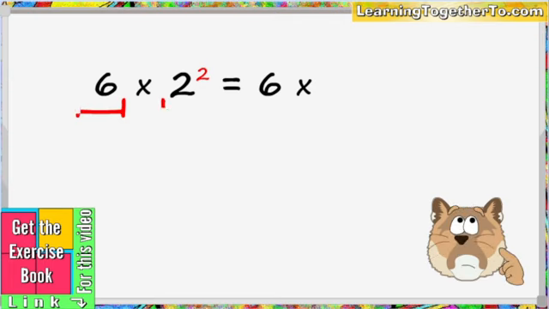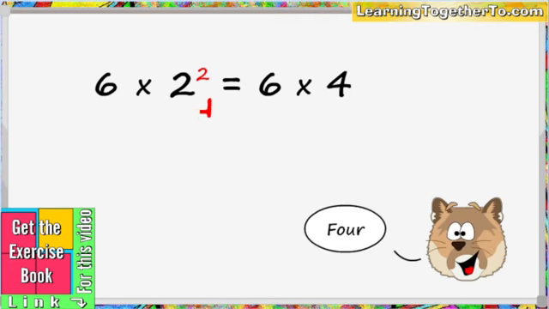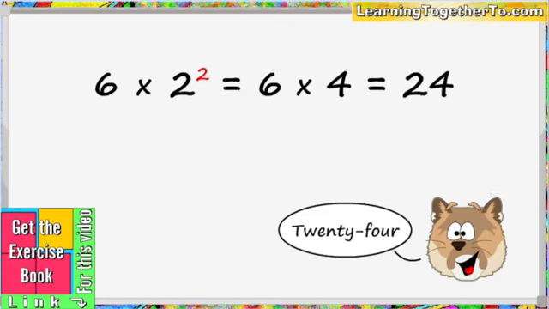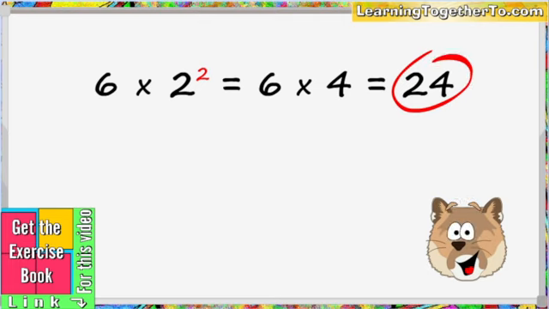Peter, 2 squared is equal to 4. Nicely done, Peter. And 6 times 4 is equal to 24. Excellent, Peter. That's our final answer. Let's try it again.